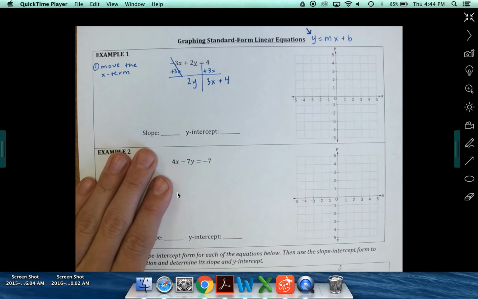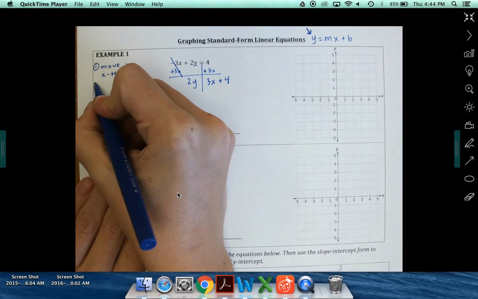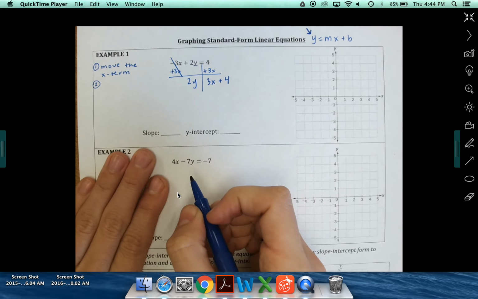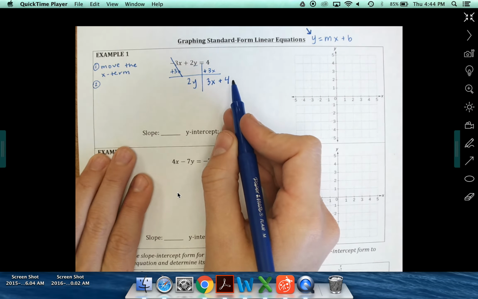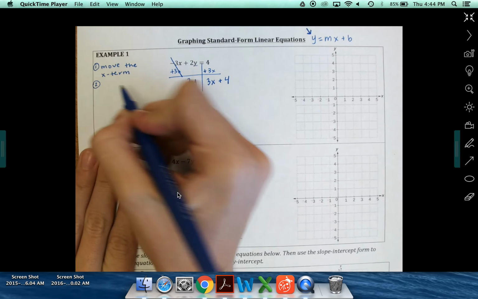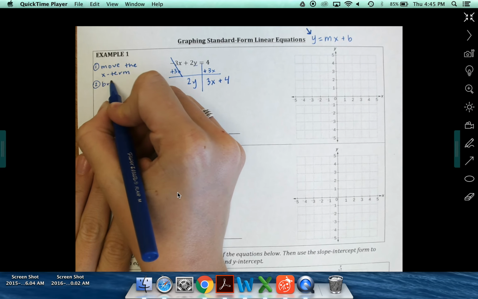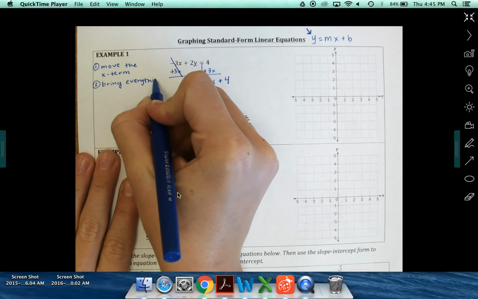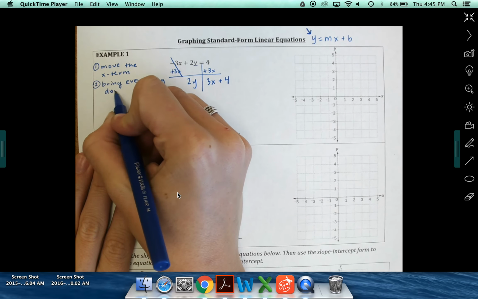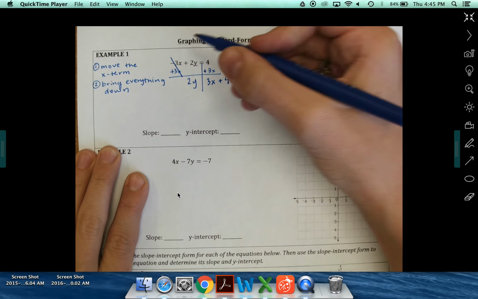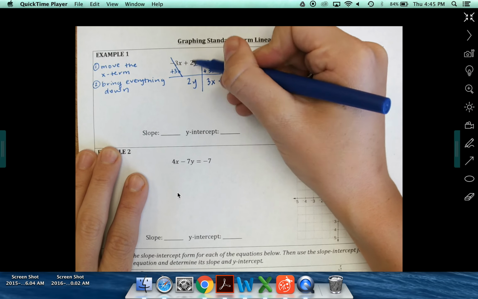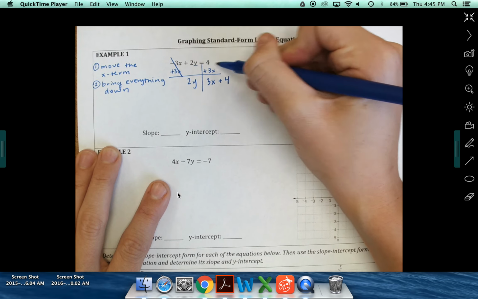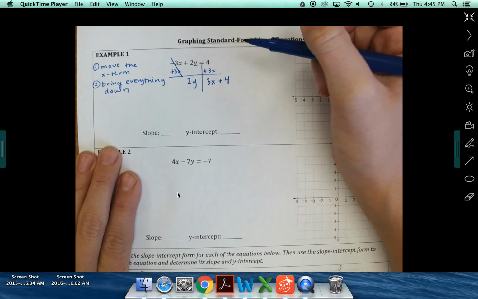Now my second step. I moved the x term over. My second step was to bring everything down. So I moved over my x term, brought the 2y down, and brought the 3x and the 4 down. I brought everything down.